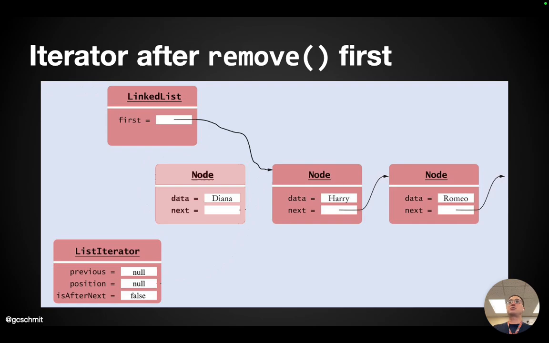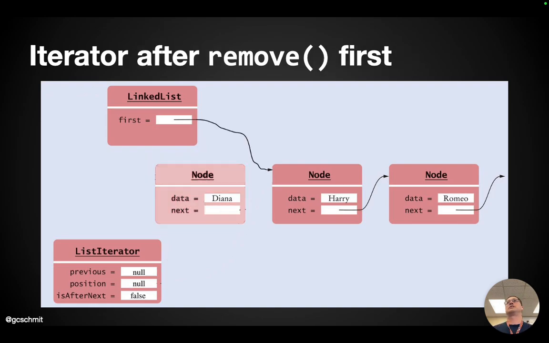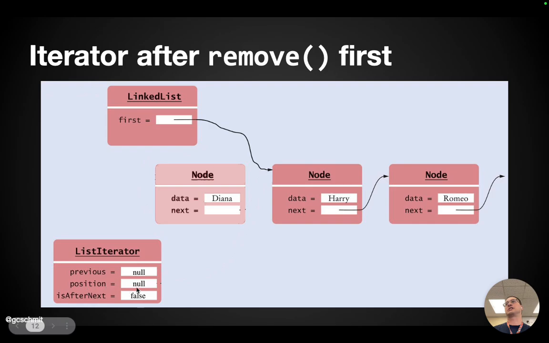So here's what it should look like after the fact. After we remove Diana, the first node in our linked list is now the node that refers to Harry, and our linked list iterator position is back to null because we're back at the start of the list. So that's the behavior we want. We have just called next and iterated over the node whose data is Diana. We now call remove. The node containing Diana is gone, unlinked from the list, and first needs to refer to the node whose data is Harry, which we can get at from first.next. And our list iterator's position is back to null, specifying it's at the start of the list.